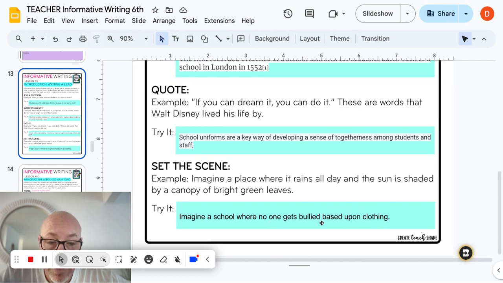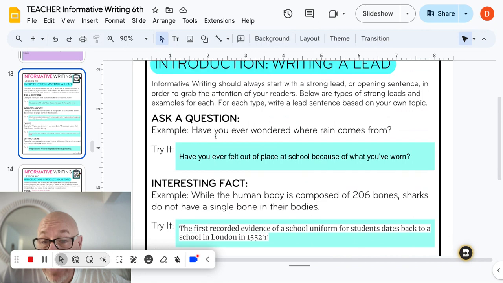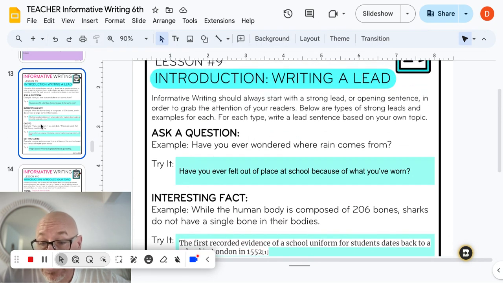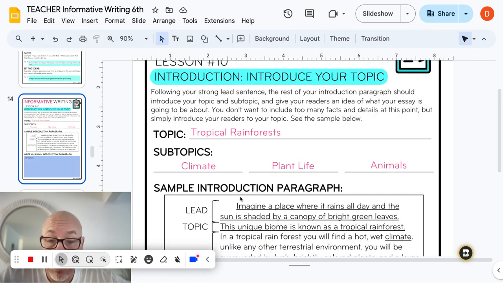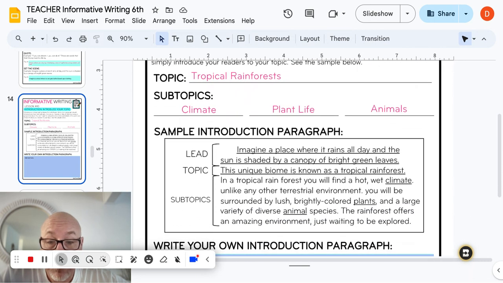Imagine a school where no one gets bullied. They could have taken a quote. They could have taken a fact. They could have asked a question. They started off by imagining something. Now is where they introduce their topic. This unique biome is known as a tropical rainforest. In our case, we would write about how we are going to be talking about the pros and cons of uniforms. Then notice how they quickly weave in subtopic 1, subtopic 2, and subtopic 3.